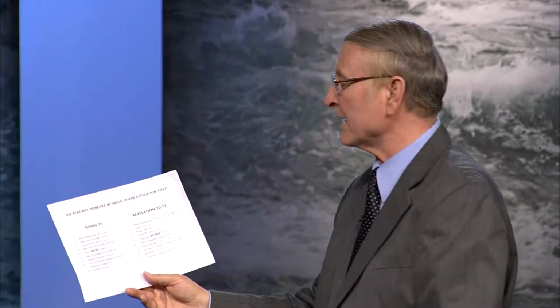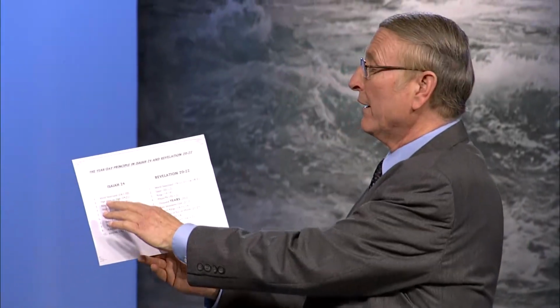Notice this chart. It's a very interesting chart. On the left side you have Isaiah 24, on the right side you have Revelation 20 to 22. You have all of the parallels between Isaiah 24 and Revelation 20 to 22. Now, you have capitalized one key word in the left-hand column. What is it? Days. The word days. What is the equivalent word in the right-hand column? Years. It is years. You see, we don't have to apply the year-day principle to the 1,000 years because Isaiah already does that.